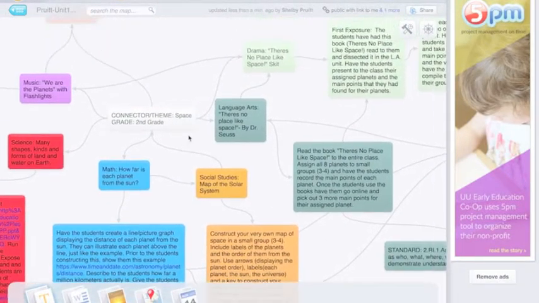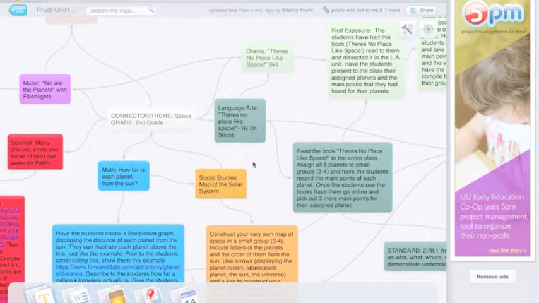And then for the language arts unit, I'm going to have the students read There's No Place Like Space by Dr. Seuss. I'm going to read it to the entire class, and then I'm going to assign a planet to small groups of 3 to 4. And I'm going to have the students record the main points out of the book There's No Place Like Space. Once they do that, I'm going to have them go online, find an article together, and pick out 3 more main points for their assigned planet.